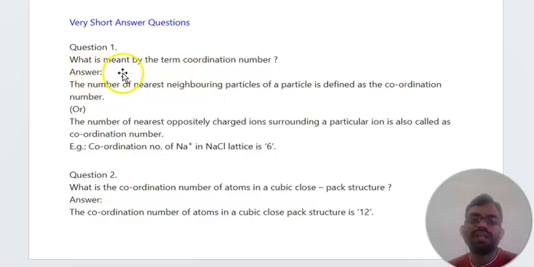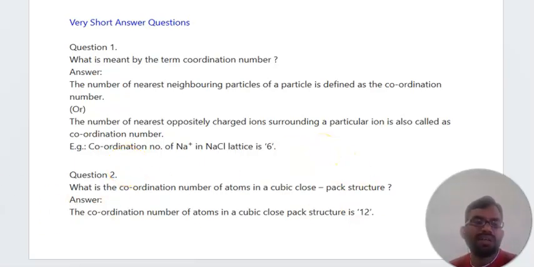You can see what is meant by the term coordination number. What is the term coordination number? The number of nearest neighboring particles of a particle is defined as the coordination number. So you can see the coordination number of NaCl is 6, Na+ and Cl- in the lattice is 6. So in the next class we will discuss in detail in the explanation parts.